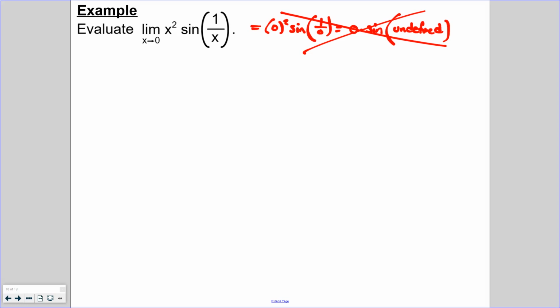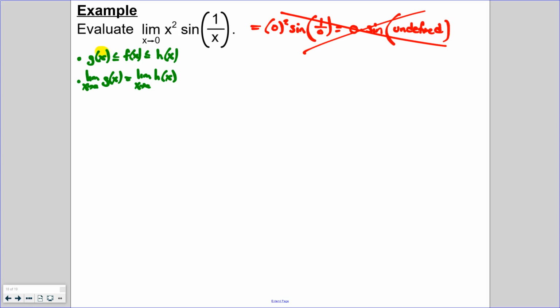Alright, so we do want to use the squeeze theorem. So quickly, let's just review what our conditions are that we need to satisfy for the squeeze theorem. First condition is that we need to build our inequality. So we need a function that's always less than or equal to the function we're looking for, and a function that's always greater than or equal to the function we're looking for. And our second condition is that the limit of the lower function has to equal the limit of the upper function. So if we can satisfy those two conditions, we can apply the squeeze theorem and be on our way.